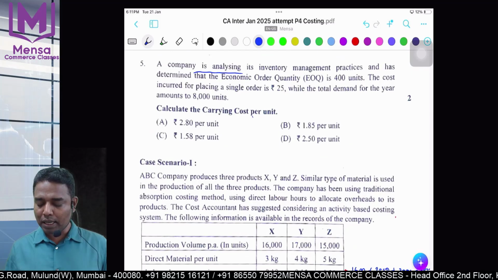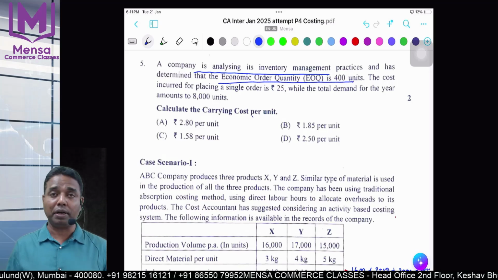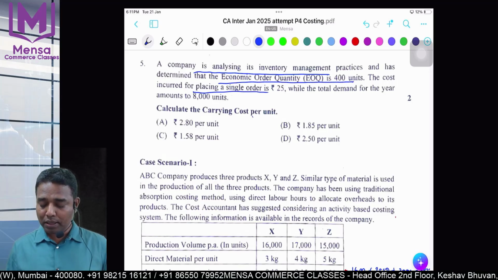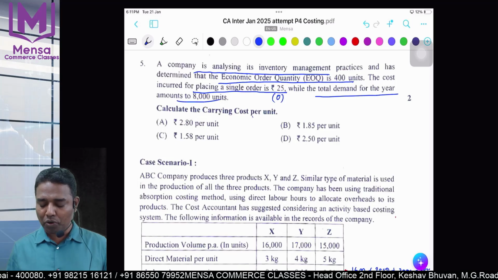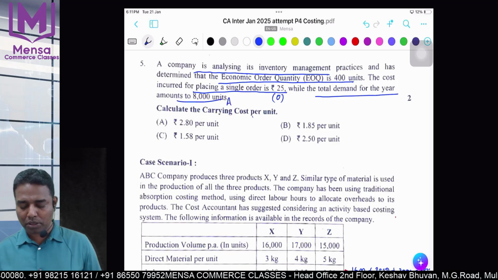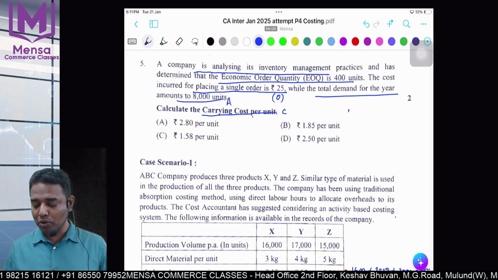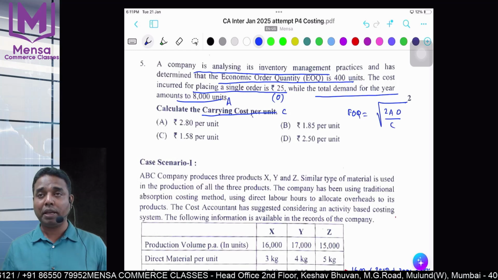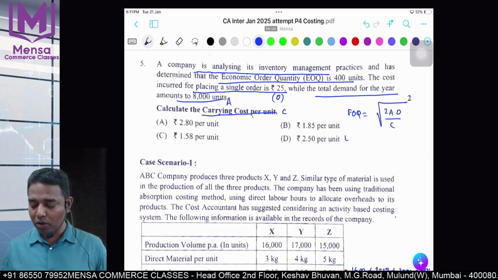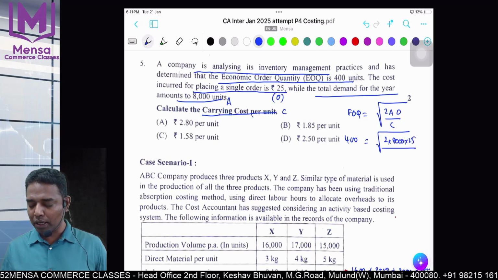The company is analyzing the inventory management practices and has determined the EOQ as 400. The cost of placing a single order, that is ordering cost, is 25 per order, and total demand for the year, this is annual requirement, is 8,000. You're supposed to find out the carrying cost per unit. That is missing. So straightforward EOQ question: root of 2 into annual requirement into ordering cost upon carrying cost. So 400 is equal to root of 2 into 8,000 into 25 upon the carrying cost.